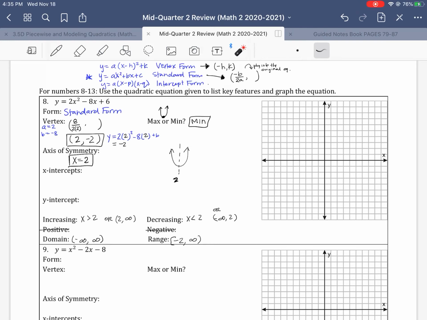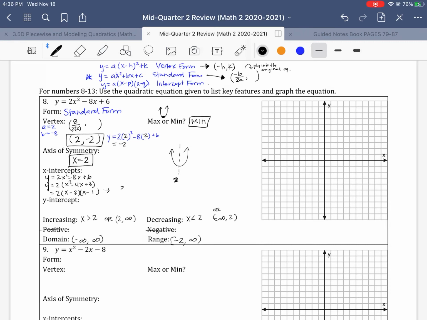X-intercepts. So x-intercepts, again, are easiest to find from intercept form, and we know how to factor it to put it in intercept form. So if we take our original equation, y equals 2x squared minus 8x plus 6, and we factor out the 2, we end up with x squared minus 4x plus 3. And if we keep factoring that, we split up our x as x and x. We know that they're going to be the same sign, and they're both going to be negative, so they have to multiply to 3 and add to 4, so that would be a negative 3 and a negative 1.